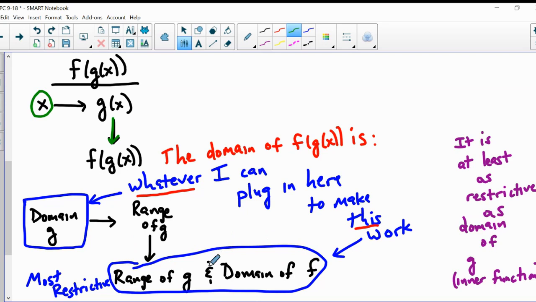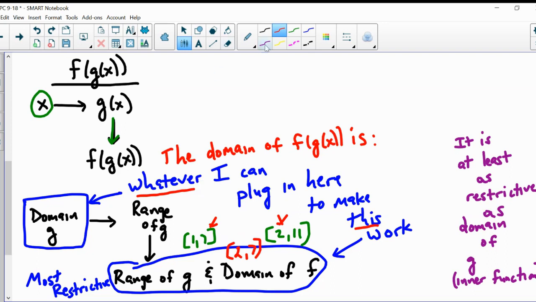The most restrictive. So if, for example, the range of g is [1, 7] and the domain of f is [2, 11], where do these things overlap? What is the most restrictive of these two things? The most restrictive would be 2 to 7, because 2 is included over here, 7 is included over here, but anything above 7 can't work here, and anything below 2 can't work here. So that's kind of like the restrictions.